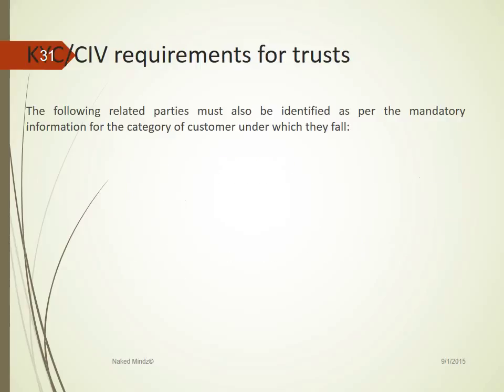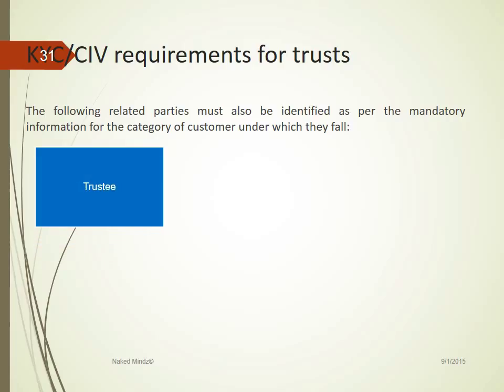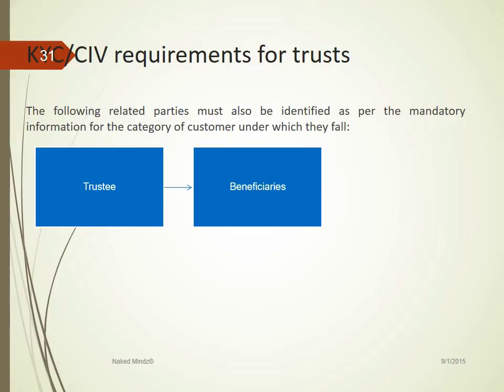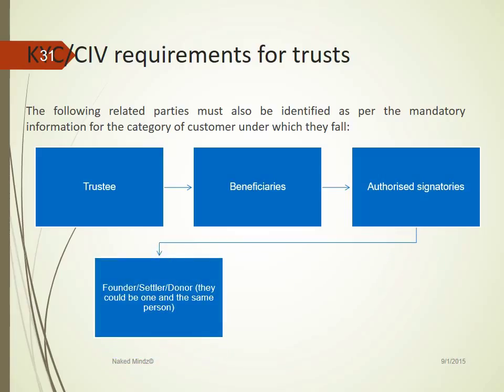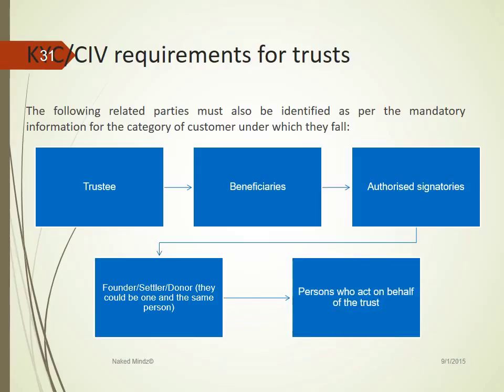The following related parties must also be identified as per the mandatory information for this category of customer: the trustee, the beneficiaries, the authorized signatories, the founder, settlor, or donor. They could be one and the same person, and any persons who act on behalf of the trust. You would also have to ask for the authority to act on behalf of the trust, which is your trustee letter.